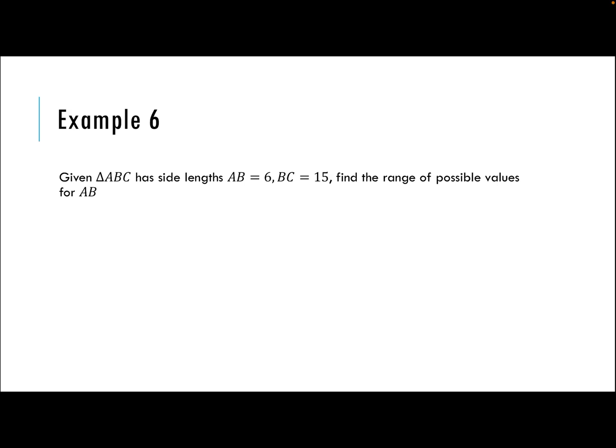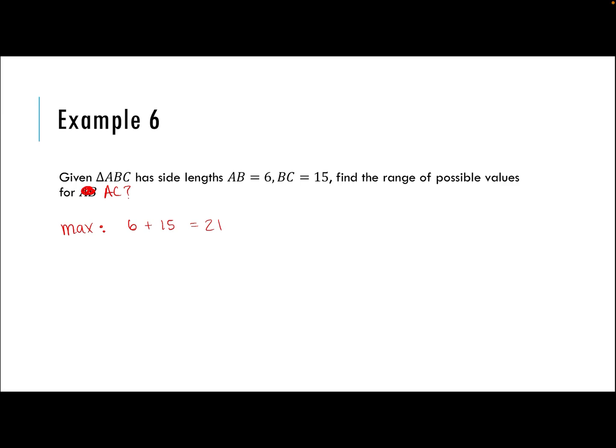So for example 6, a triangle has side lengths AB is 6, BC is 15. What are the range of possible values for AC? I'm sorry, that should be AC. So the maximum value that could happen is if AC is the largest side, then that means that AB and BC are the two shorter sides. And so AC can't be more than their sum. So the maximum is 6 plus 15, which is 21.